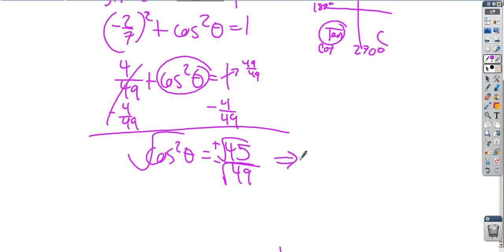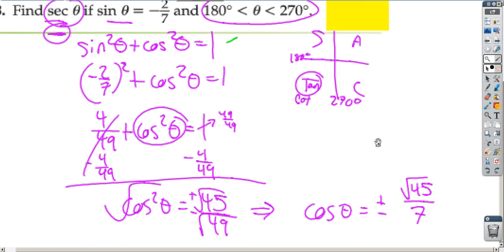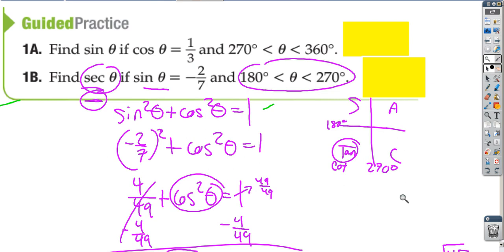So that means cosine is going to be plus or minus root 45 over the square root of 49, which is 7. And then here's the thing about root 45, we're going to have to simplify that. But I'm not going to do that yet, and here's why. We're not originally asked to find cosine, we're asked to find secant.